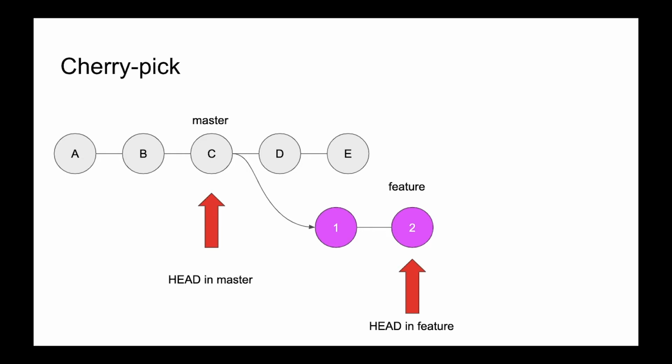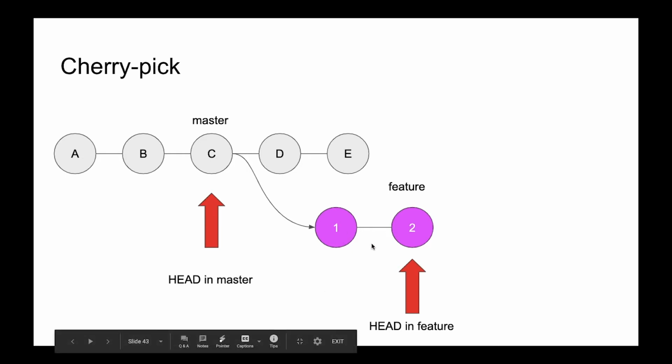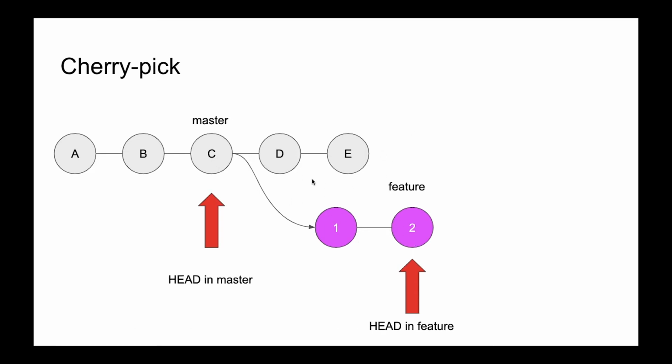So let's imagine a situation where you have created your feature branch from commit C, and after that in master there is development and somebody already created a couple of additional commits in the master branch. And in one of these commits there is some very important bug fix.